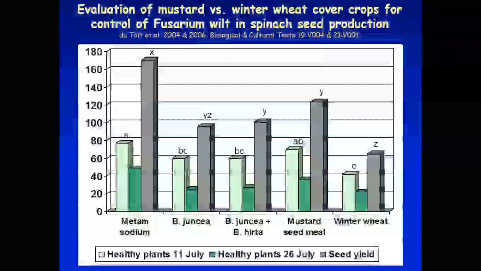And we used mustard seed meal, which is a really concentrated level of these biofumigants. We got an even better increase in seed yield production for spinach because it was helping kill back the amount of Fusarium inoculum in the soil.